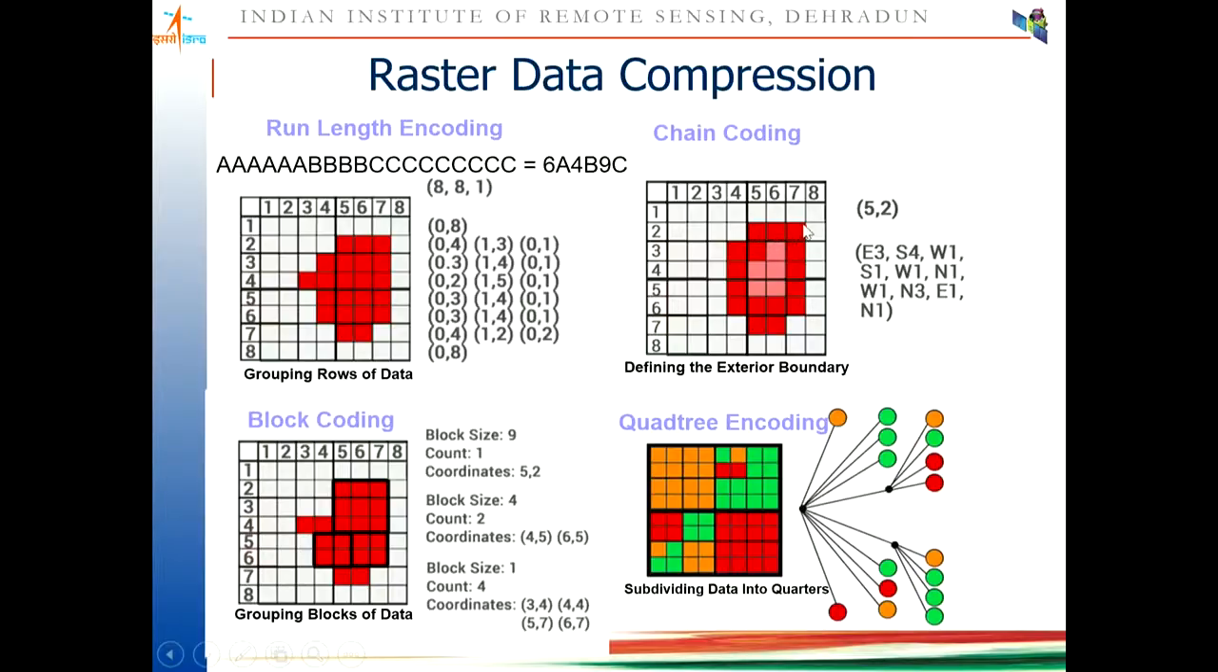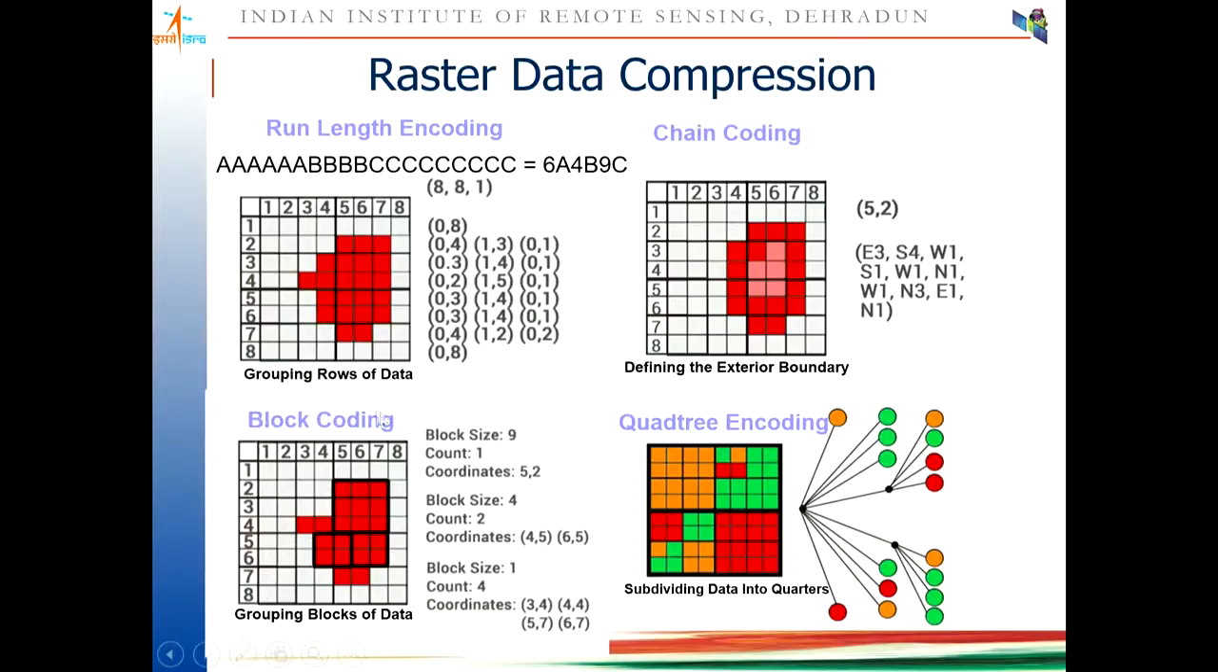Then eastward we move 3 grid sizes, then we come back in the south direction 4 grid sizes, then 1 grid on the western side, south again, then west, then north again, and so on. So we give directional information along the outer boundaries of these features, and that is stored. This is called chain encoding.